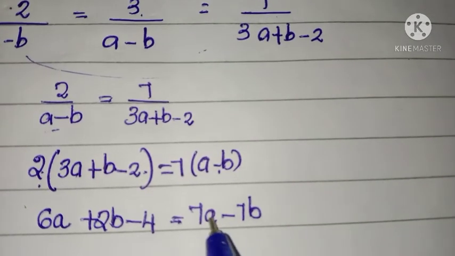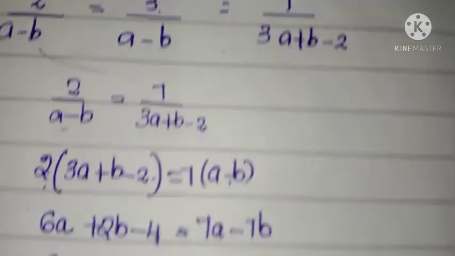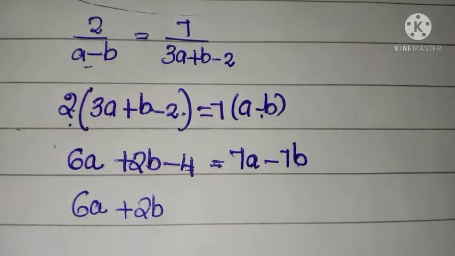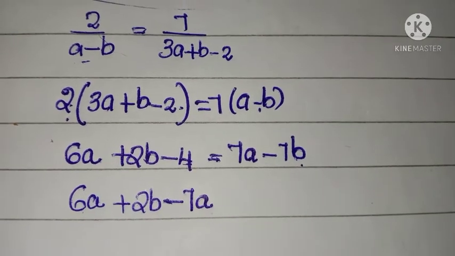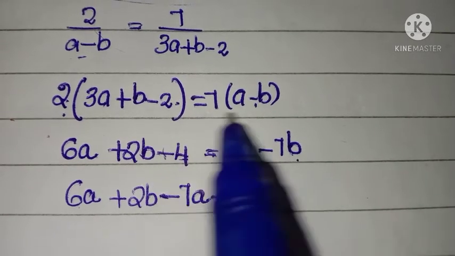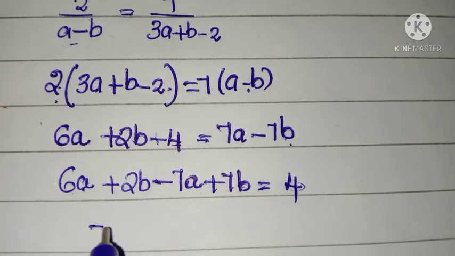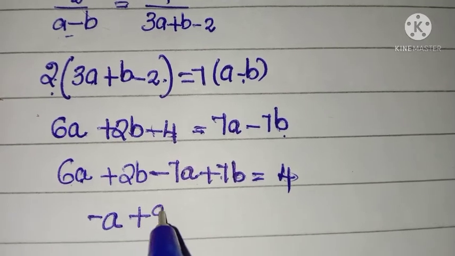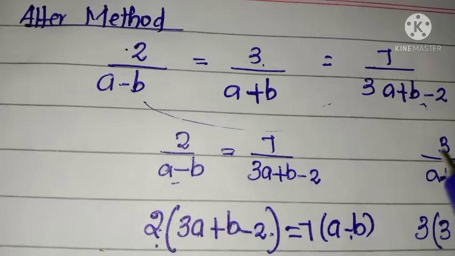Now collect all the a and b terms to the left and the constant term to the right side. So this becomes 6a plus 2b. Take this 7a and minus 7b to the left side. So this is minus 7a plus 7b equal to minus 4, which becomes plus 4. Now 6a minus 7a, that is minus a, plus 2b plus 7b, that is plus 9b is equal to 4.